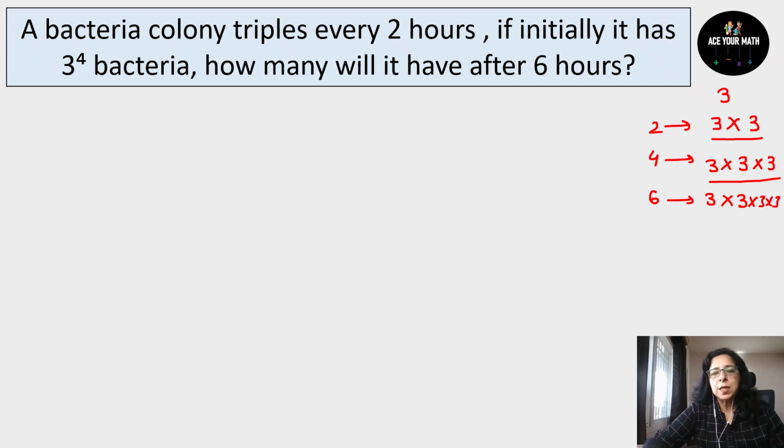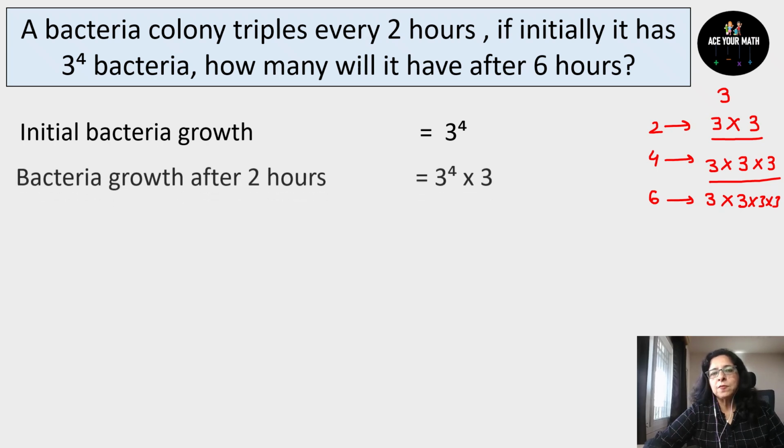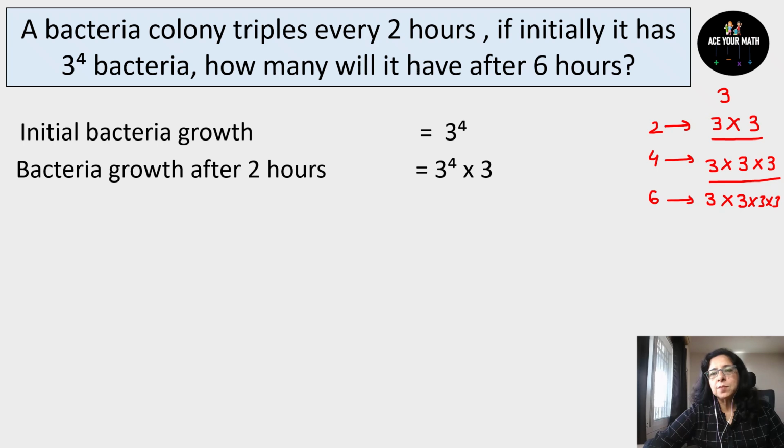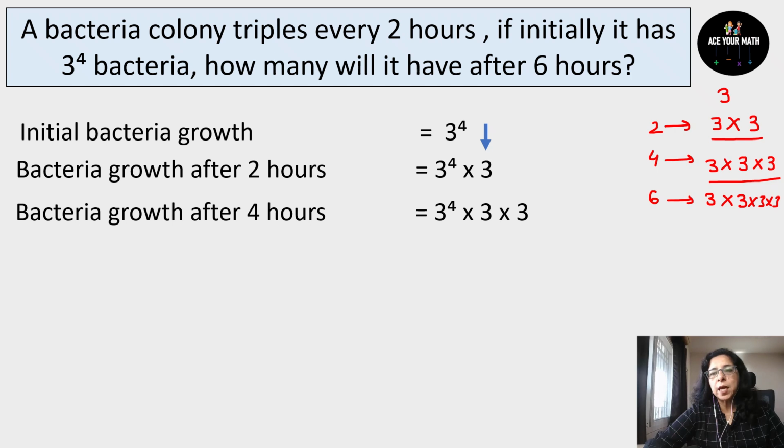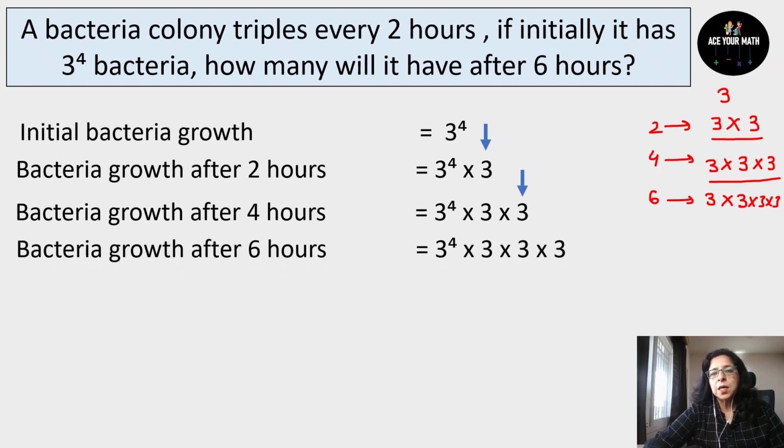Okay. Now we'll come back to the question. See what is given here: initially, the bacteria are 3 raised to the power 4. Now what will happen to them after 2 hours? They will triple themselves. So you will multiply the given number by 3. Right. Now, what will happen after 4 hours? Again, you will multiply by 3. And you have to calculate the number of bacteria after 6 hours. It means again you will multiply this number by 3.